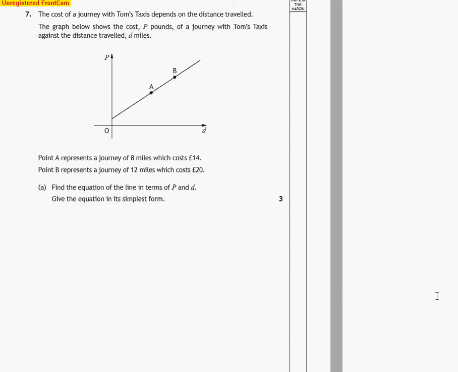Okay, question 7. I don't know how good my microphone is. I don't know if you can hear the music from my next door neighbours, which sounds very nice, but not what I really need right now.